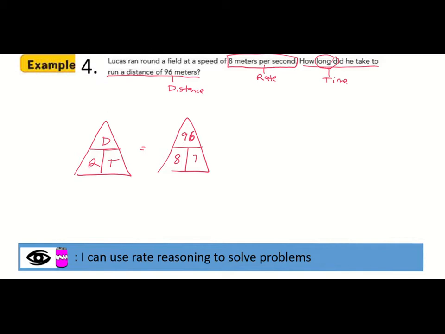So one equation that we can write is distance divided by rate. So I can put a division sign here. Will get us our time. So our distance in the problem was 96 meters. We're going to divide that by 8 meters per second. And that's going to get us our time. So 96 divided by 8 will get us 12 seconds. So Lucas can run 96 meters going at a rate of 8 meters per second in 12 seconds.